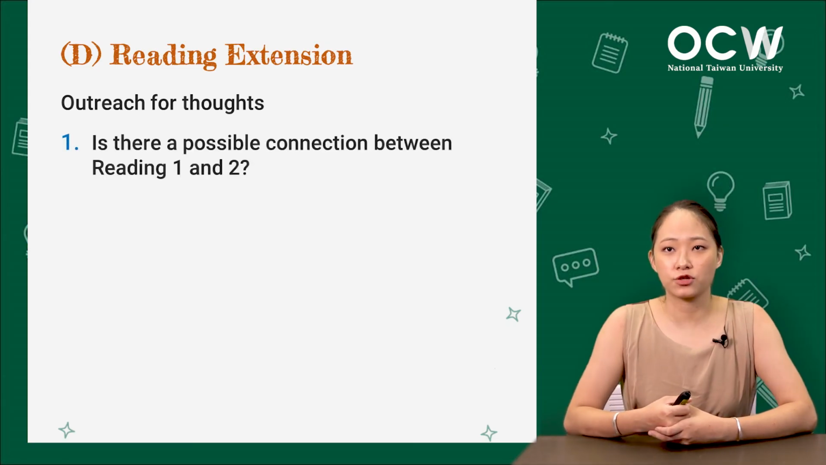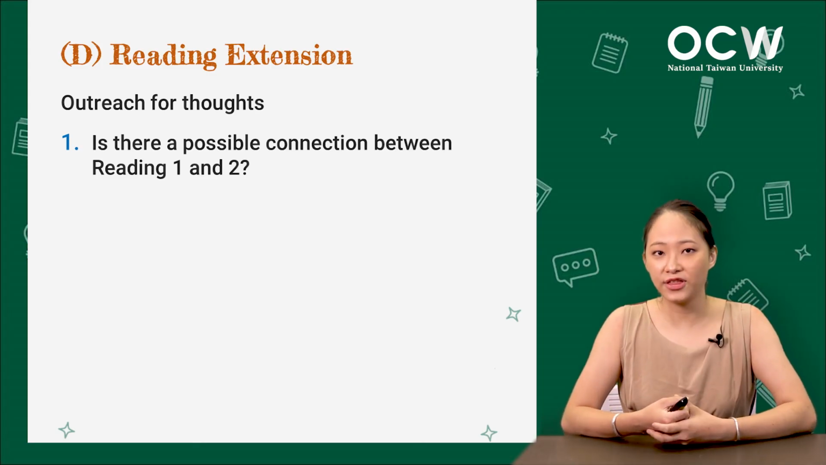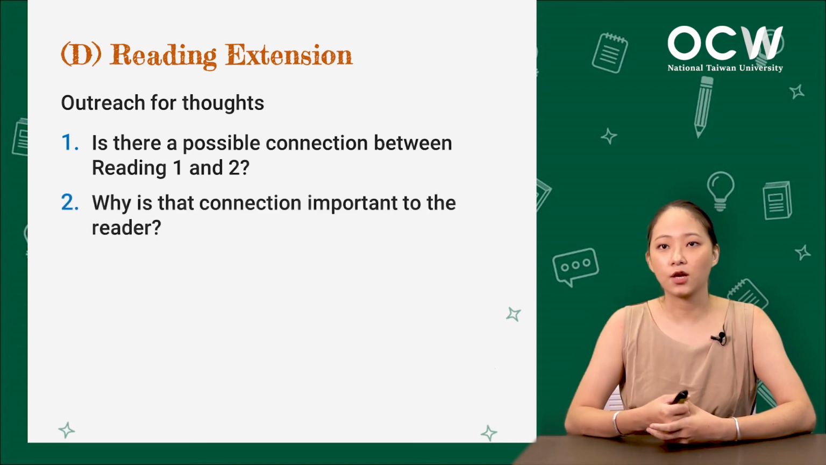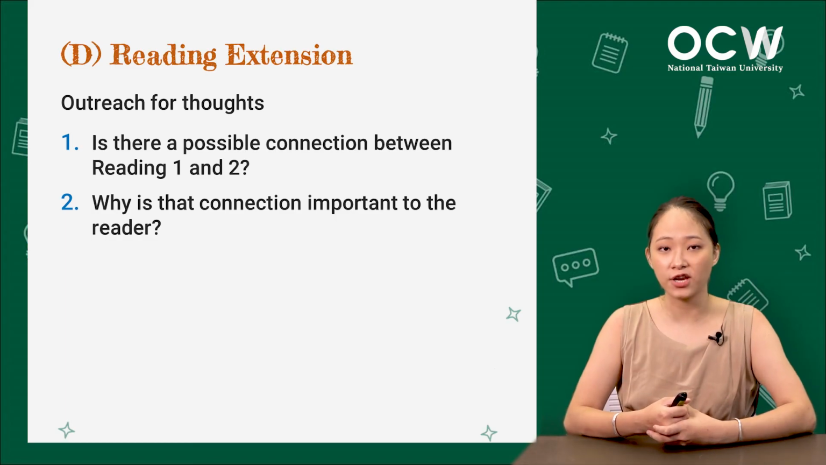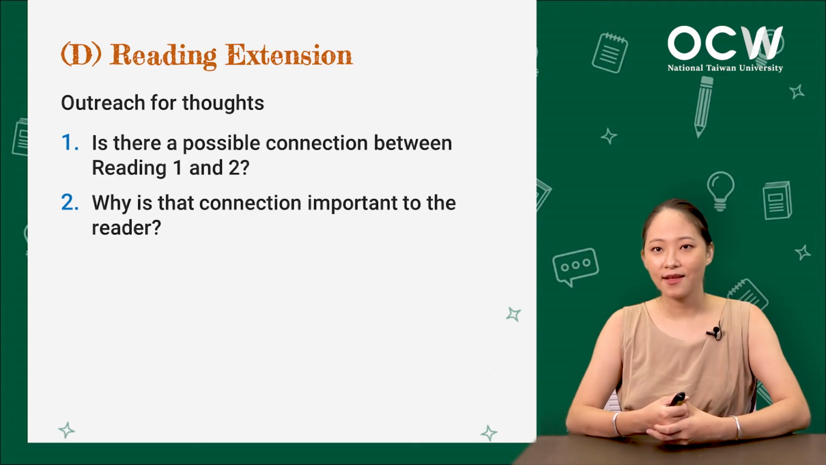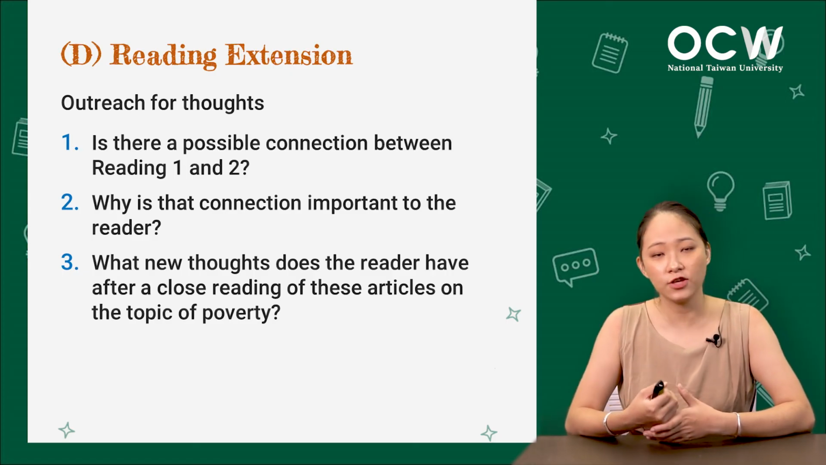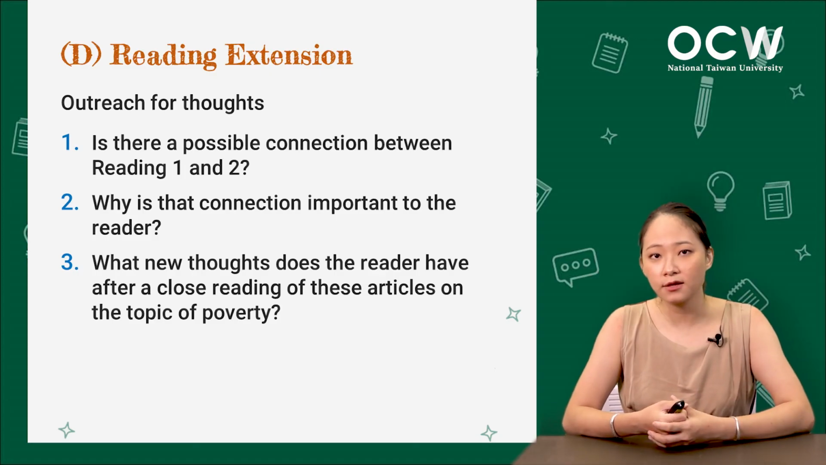So the first outreach question is, is there a possible connection between reading 1 and reading 2? They're both talking about poverty, but what kind of things did they discuss that are similar and that are different? The second one is, why is that connection important to the reader? So for you, why is it important to make these connections? Really think about it. And then what new thoughts do you have after a close reading of these articles on the topic of poverty? Did it change your views? Did it add to your knowledge bank? What kind of things have you noticed that has changed?